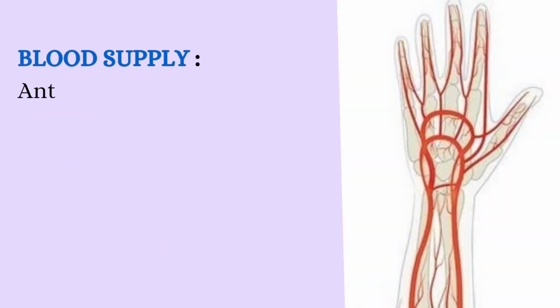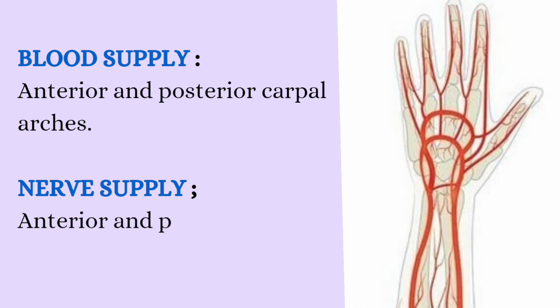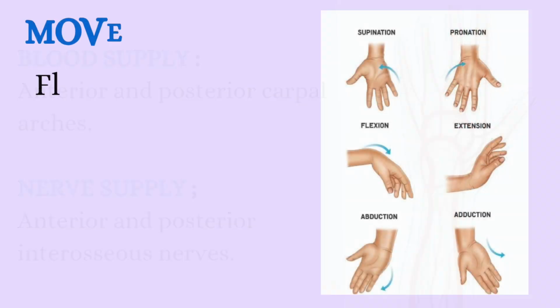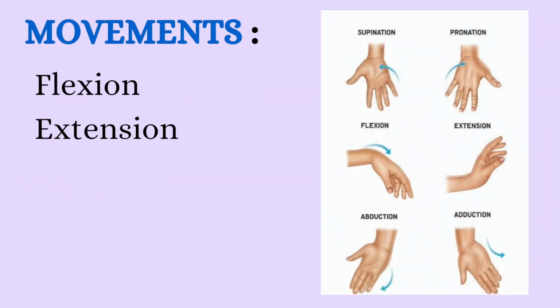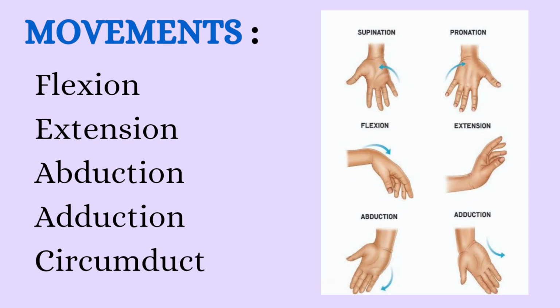The blood supply of the wrist joint: it is supplied by the anterior and posterior carpal arches. The nerve supply of wrist joint is anterior and posterior interosseous nerves. It allows flexion, extension, abduction, adduction and circumduction movements.